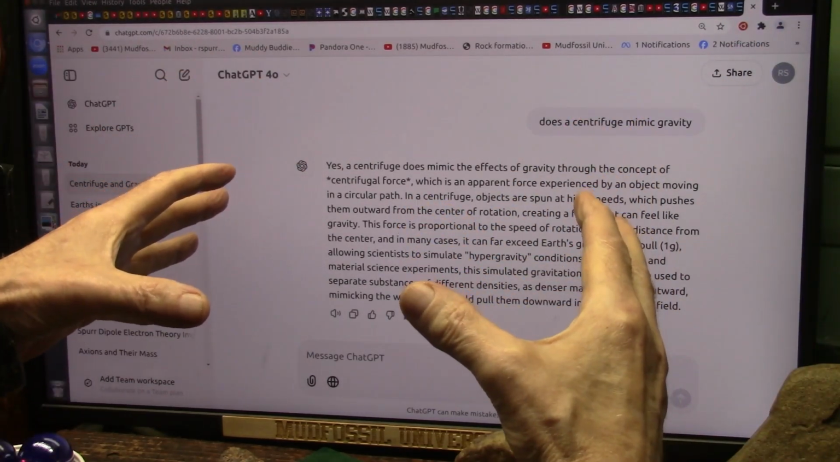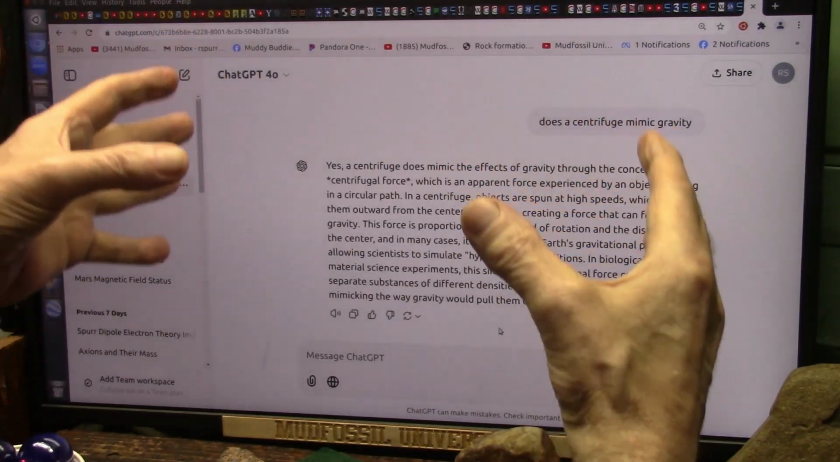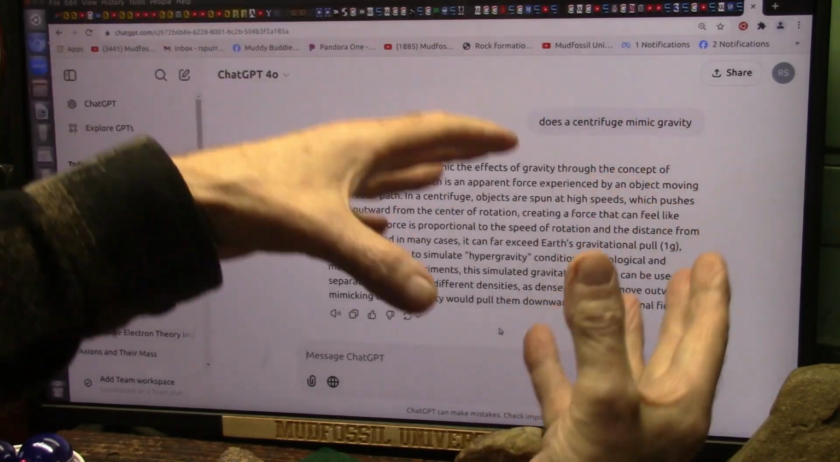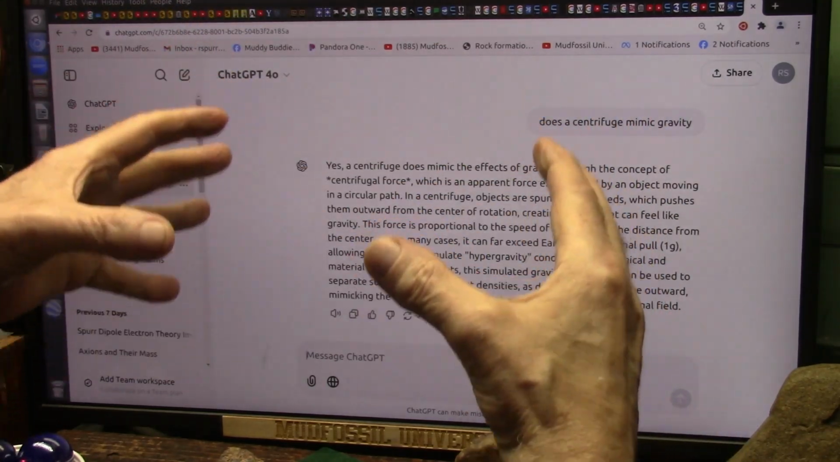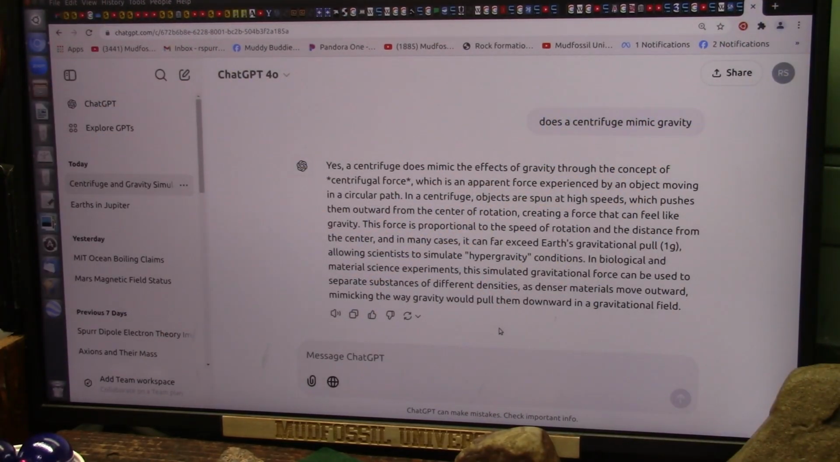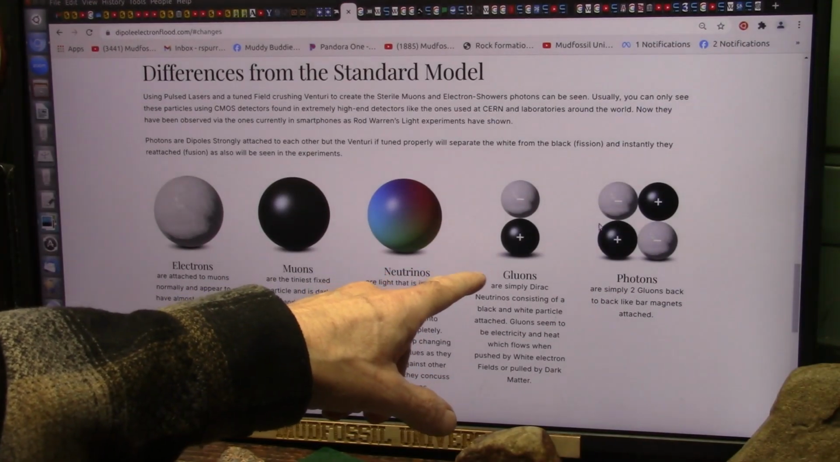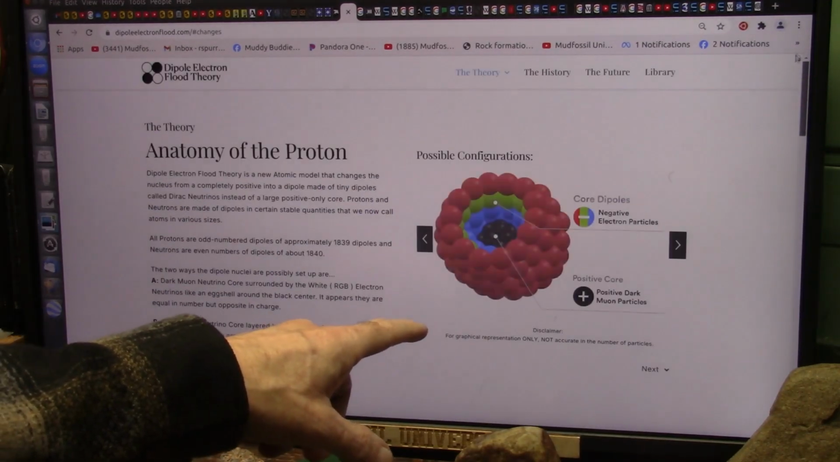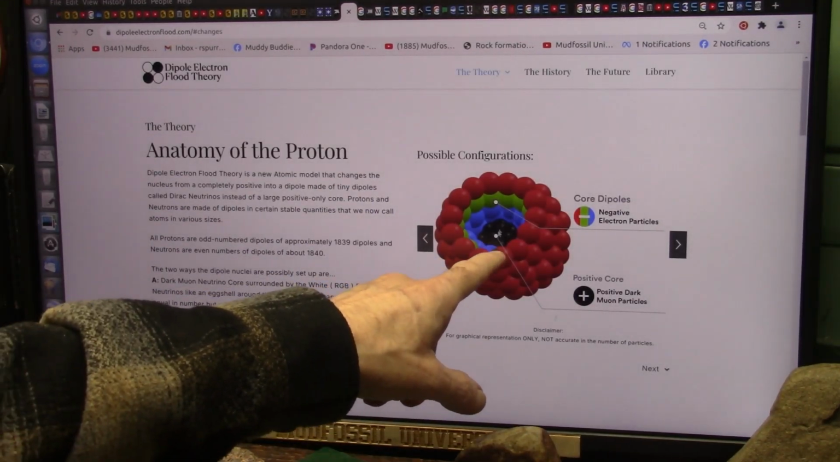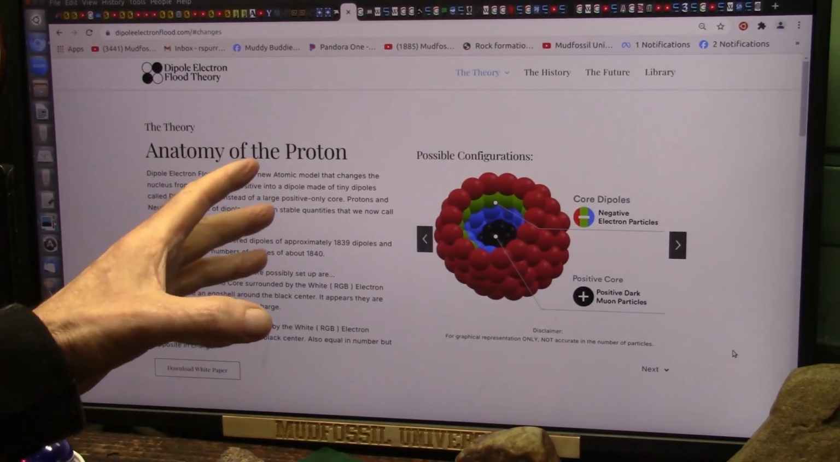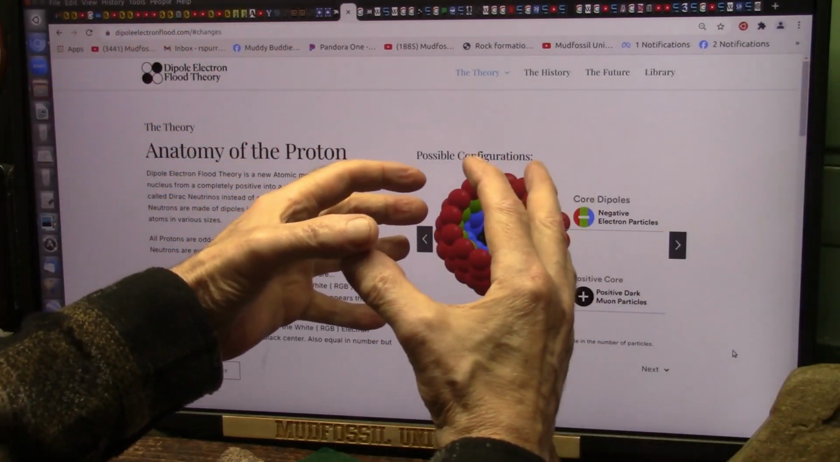with the black particles, which are the muons, which are the other side of the white particles. And that's the dipole electron flood theory: that planet is nothing more than a gigantic proton. And here's what a proton looks like. The center is going to be dark matter. I don't care what anybody says. That's the attractor. That's gravity.